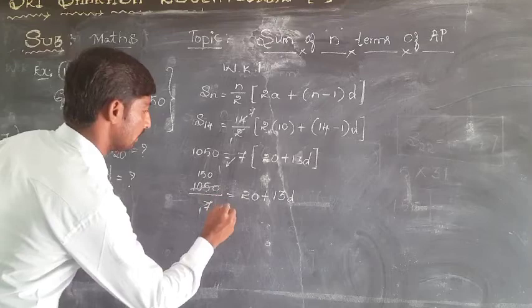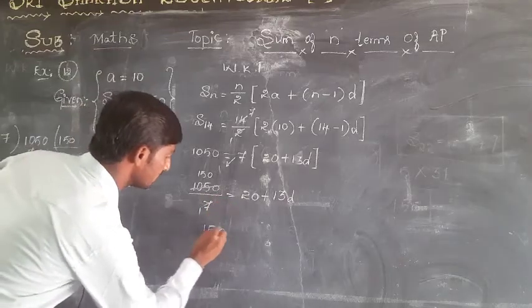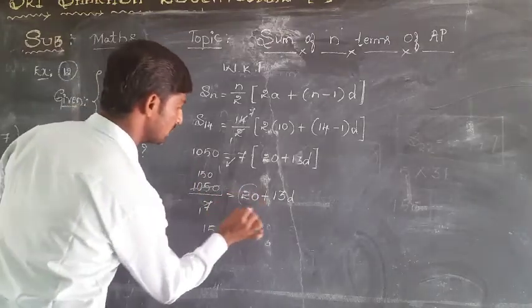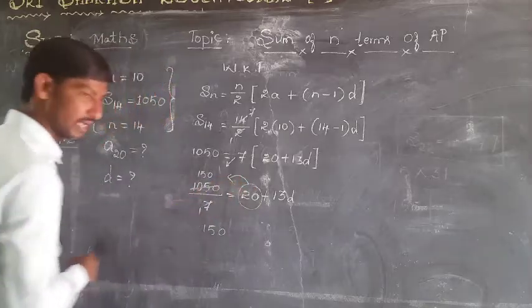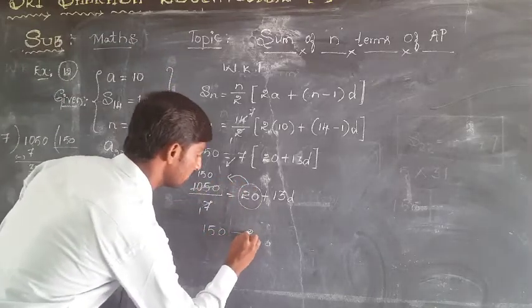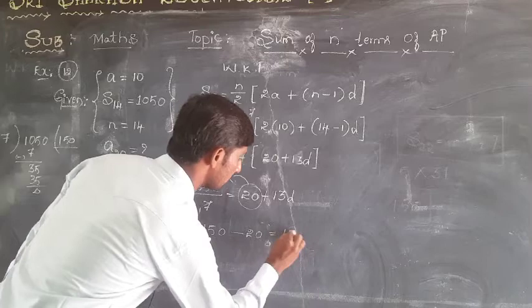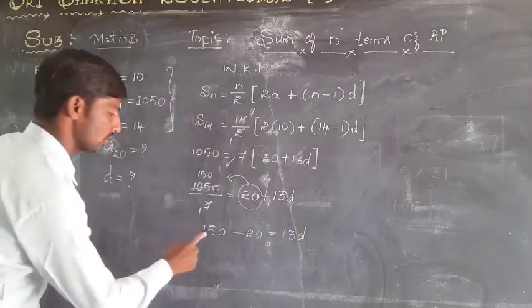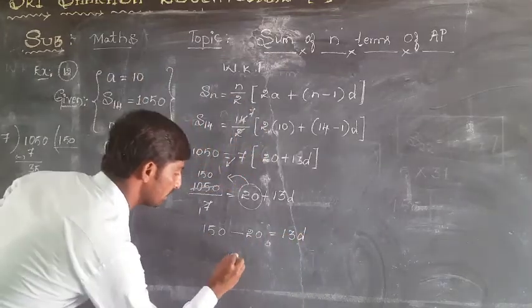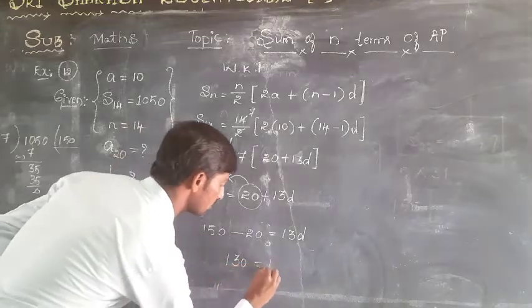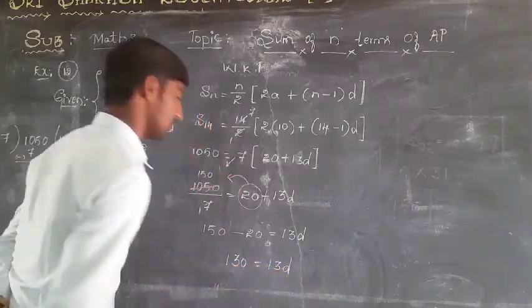So now again, 150, write as it is. According to the rule of transformation, send this 20 to the LHS side. So plus 20 will become minus 20. That is equal to 13 times of D. So 150 minus 20 it is 130. That is equal to 13D.